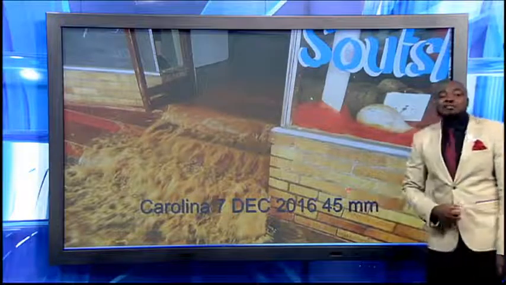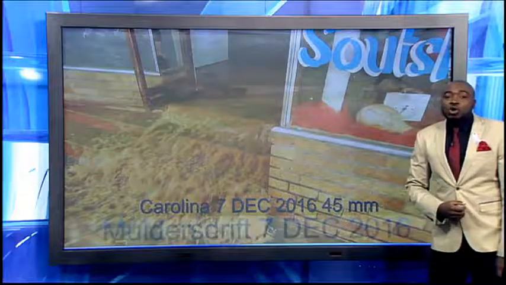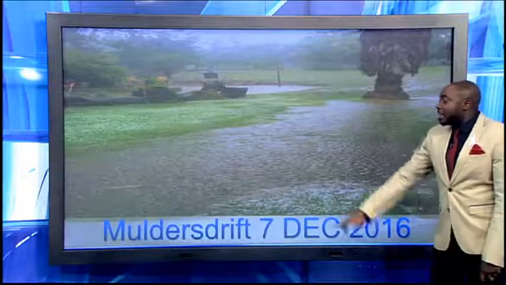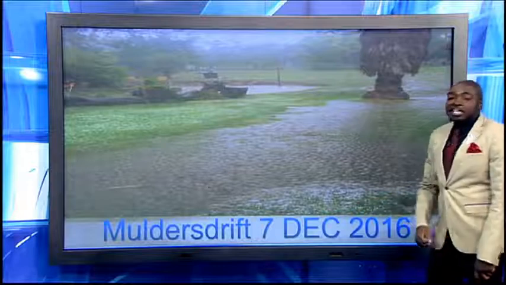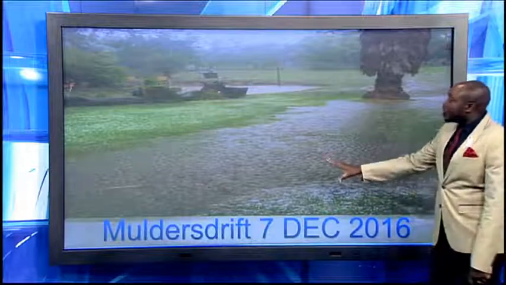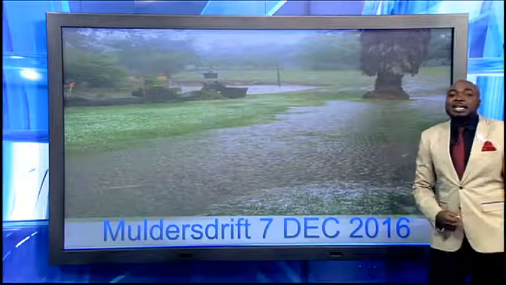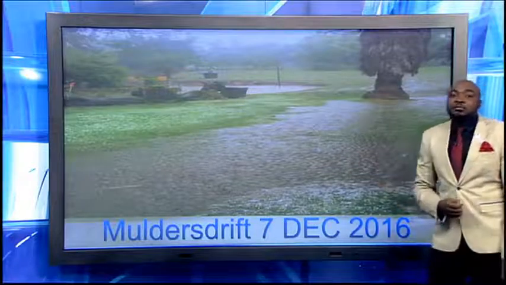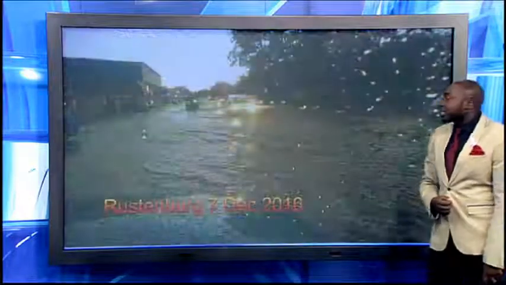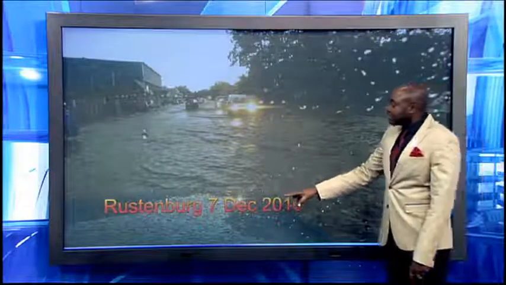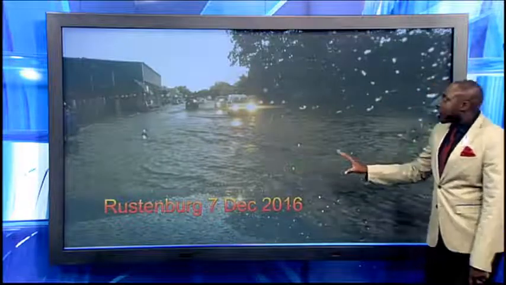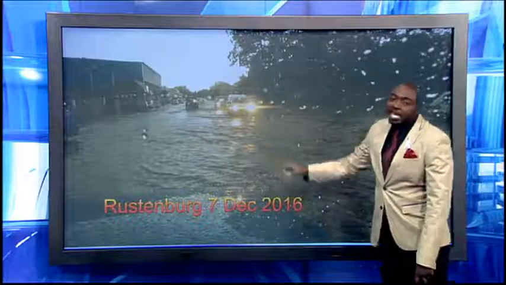So it was in Carolina on the 7th of December. They received about 45 millimeters of rainfall on Wednesday over the interior of Mpumalanga. This is in Johannesburg on the 7th as well. Some small hail and lots of rainfall expected. About 20 millimeters of rainfall was received over Gauteng that day. And over Rustenburg on the 7th, same day, we received around 40 millimeters of rainfall as well. And look at that road, flooded as well.